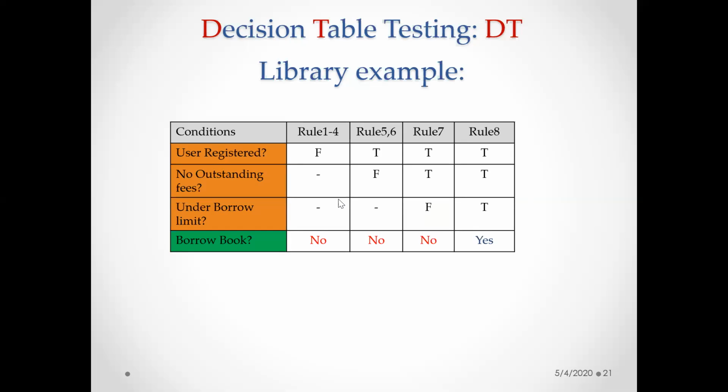So we have reduced it to how much? How many rules were there? 8 rules. From 8, we have reduced it to only 4. Now, what will be the rule count?